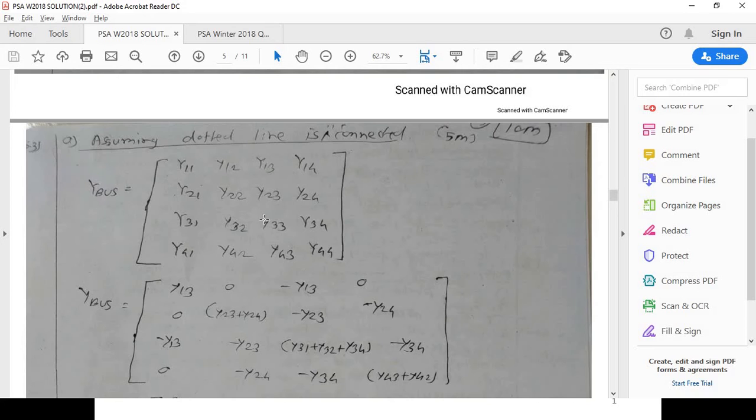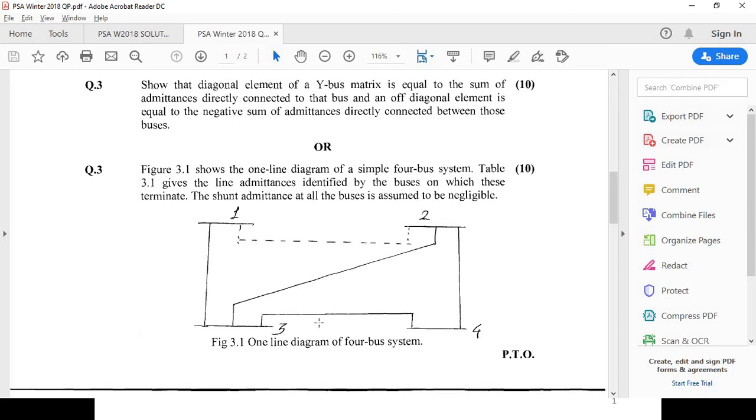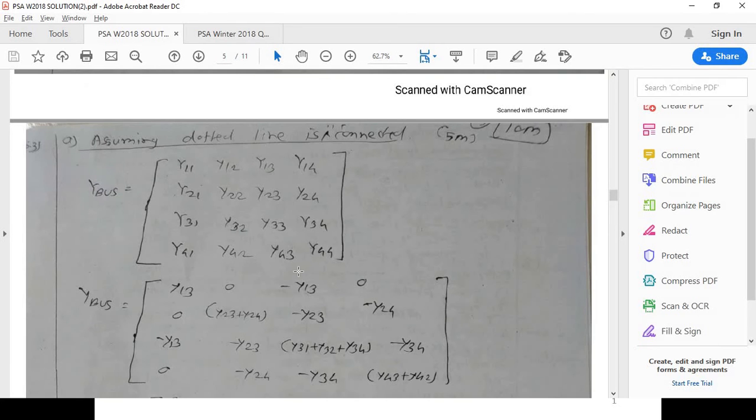Now y33 is the diagonal element. Diagonal element means it is the positive sum of all the admittances which are connected to bus number 3. So to bus number 3, which buses are connected? Bus number 1, 2 and 4. All three buses are connected to bus number 3. So it will be the positive sum of y31 plus y32 plus y34.